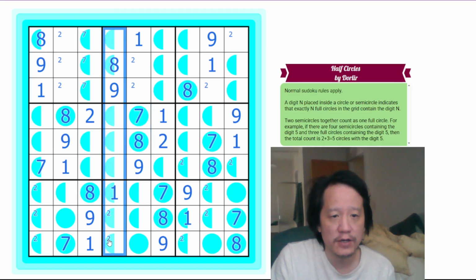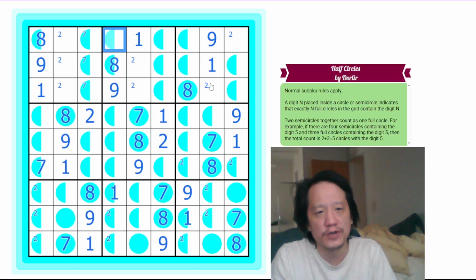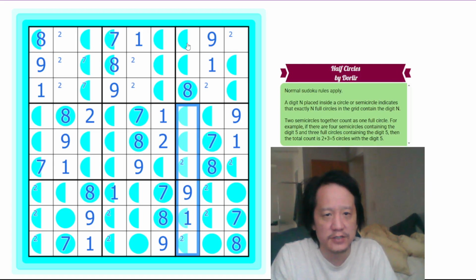Where is a 7 in column 4? Cannot be here because of the 7s in the boxes, and these are filled out, so that makes this a 7, which means this can't be 7. Where is a 7 in column 7? Cannot be here because of 7s in the boxes, can't be here because 7 in the row, so it must be here, which eliminates 7 here, so this is 7.